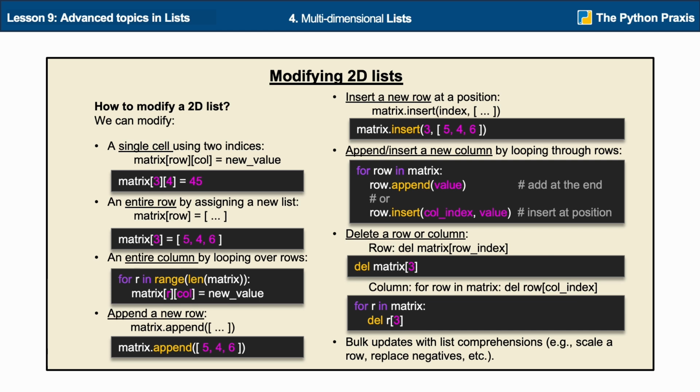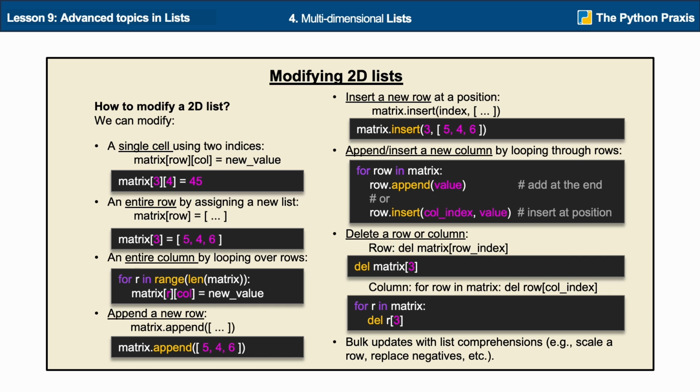To append a new row at the end, the syntax is listName.append, and inside parentheses as argument the new list. For example, matrix.append, open parentheses, and inside square brackets we put 5, 4, and 6, and then close the parentheses.